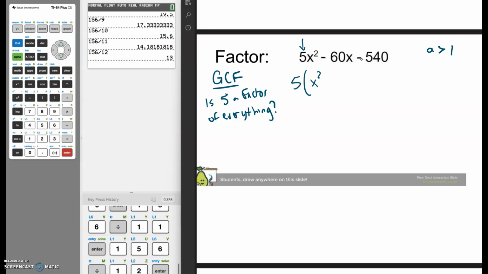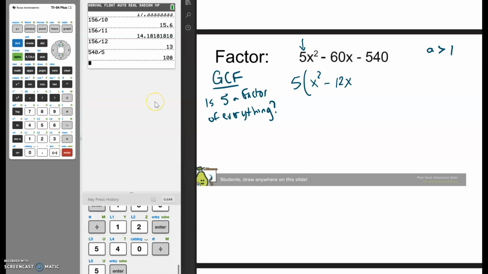If we factor out the 5 out of 5x squared, we're left with x squared. If we factor out a 5 out of minus 60, we get minus 12. So we're left with minus 12x. And then 540 divided by 5, if you can't do that one in your head, you go to your calculator, you type it in, and you get 108. With our factor of 5 out front, we now go back to what we did for the previous two problems.